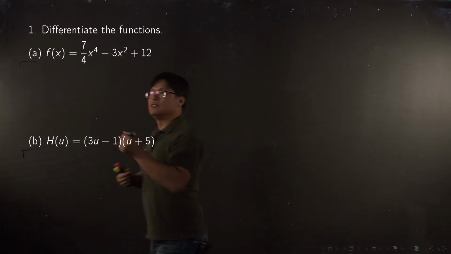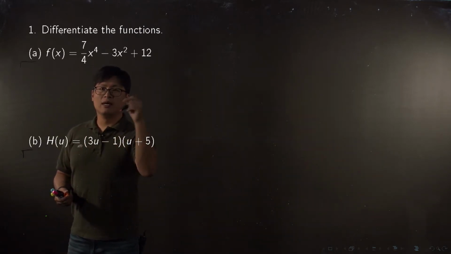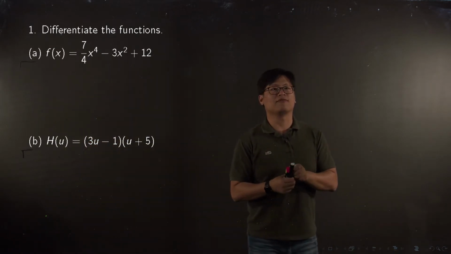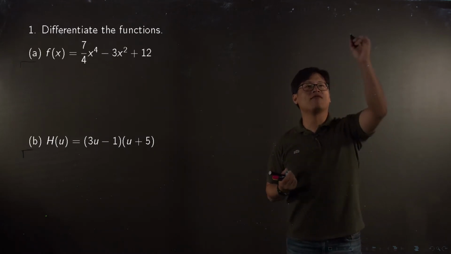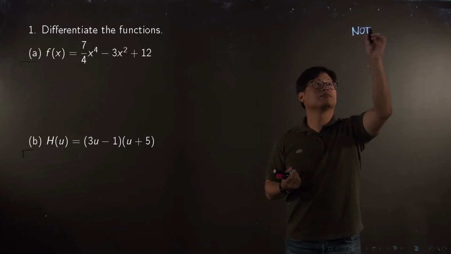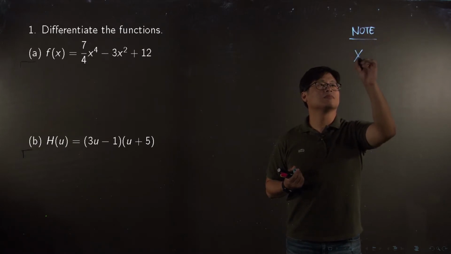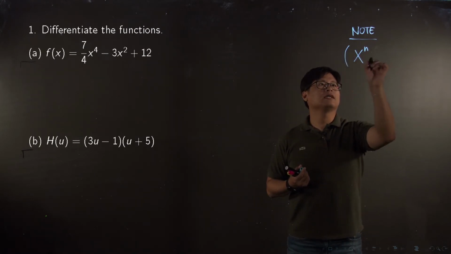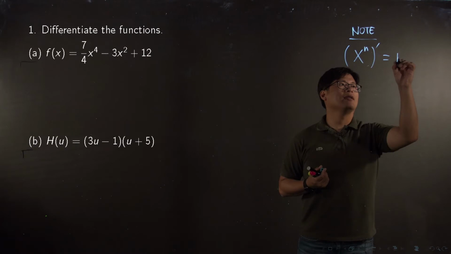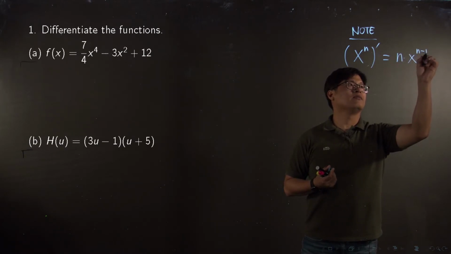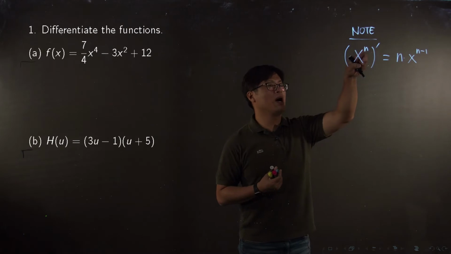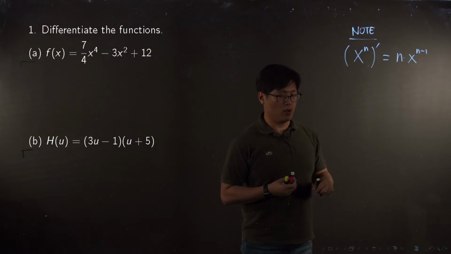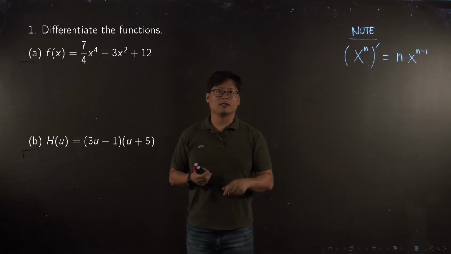Here we go. First of all, this is a simple polynomial, so we're going to use the power rule. Let me give you the power rule on the side first. Whenever you have a power function, x to the n, where n could be any number, then x to the n prime is equal to n times x to the n minus 1. That's really simple, right? Your power is brought down in front of your function, and your power is subtracted by 1. This is the basic rule, named the power rule.